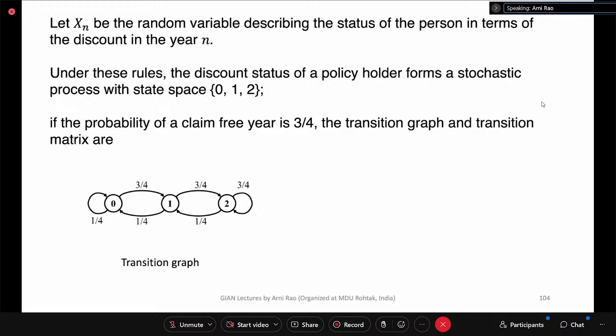Sir, is it possible to go from state 0 to state 2 directly? According to the assumptions, according to the given information, no. Because each year the 25% discount is based on the current year. If there is no accident this year, then next year on the policy premium we pay only 25% discount on the current year's price. Whatever, if it is 1,000 rupees, we pay only 750 next year.